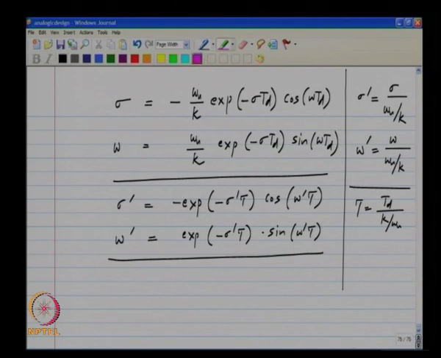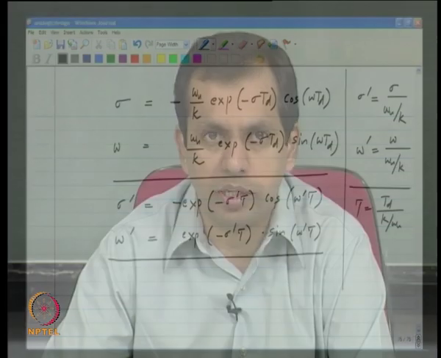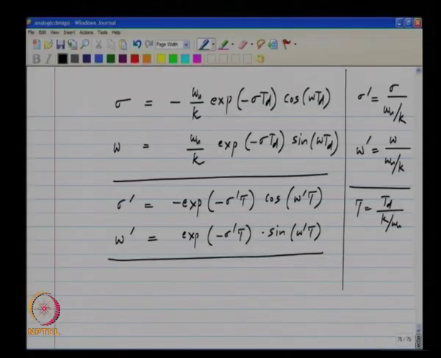So, now we have a set of nonlinear equations. Before we had a single nonlinear equation, and even that could not be solved explicitly for sigma prime, but now we have two nonlinear equations, simultaneous equations, which have to be solved to get sigma prime and omega prime. Clearly, this is not possible explicitly. We cannot write sigma prime equals to this and omega prime equals to that, but we can try to get a feel for the nature of the solution. Okay.